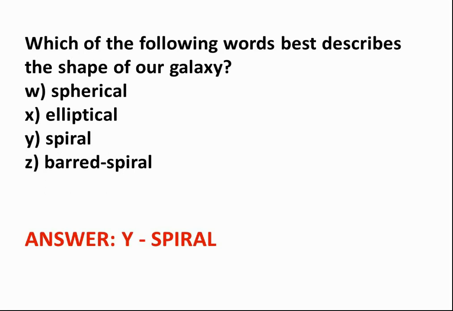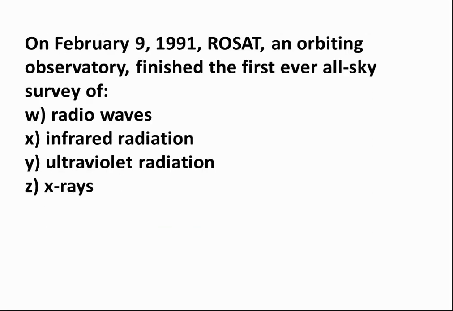Answer: Y. Spiral. On February 9, 1991, ROSAT, an orbiting observatory, finished the first ever all-sky survey of W. Radio waves. X. Infrared radiation. Y. Ultraviolet radiation. Z. X-rays.